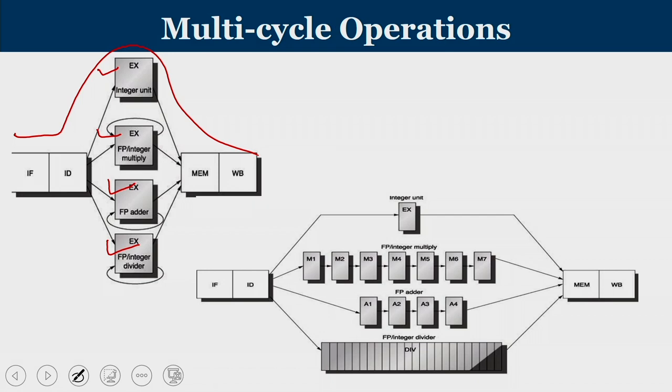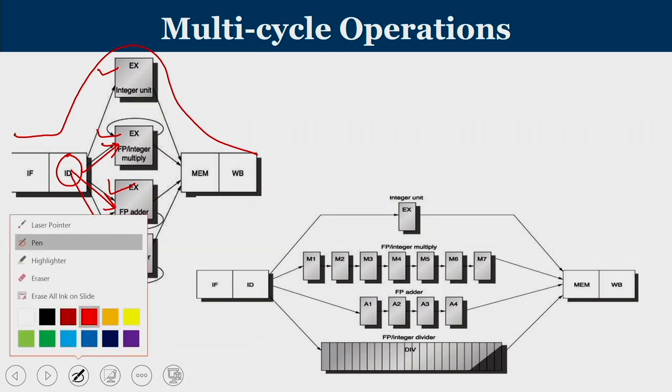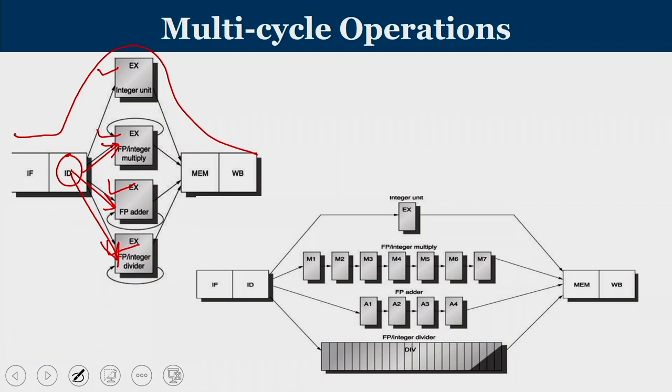Whenever there is a multiplication, then after the ID stage I am feeding it to the multiplier. Similarly, whenever there is a floating point adding or subtraction, it goes to the floating point adder, and then you have a divider unit also. So essentially at the ID stage, now we are going to have a choice. Depending on what the operation is, one of these execution units is used. Accordingly, you forward the output of the decode stage into that unit.